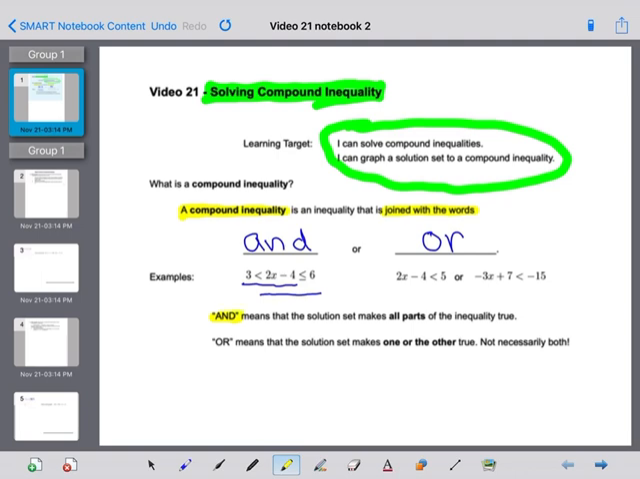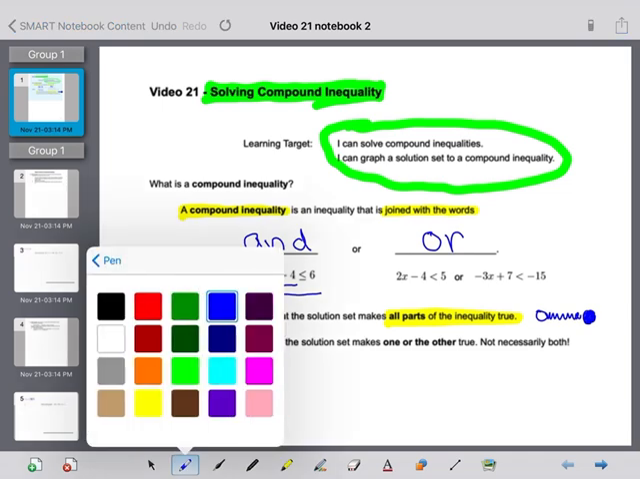And go ahead and highlight, "and" means that the solution set makes all parts of the inequality true. And when you solve these and inequalities, you're going to end up shading in a part of your number line that kind of looks like a barbell. You're going to have your two circles, open or closed, and an area shaded in between.